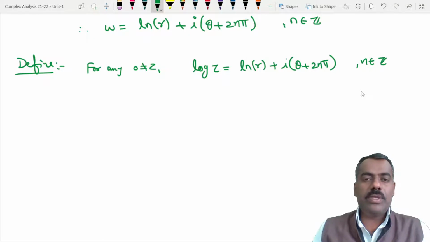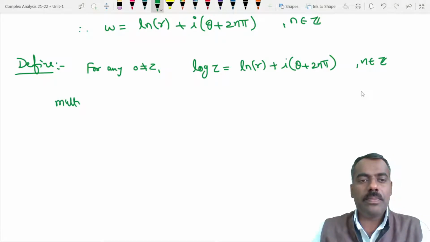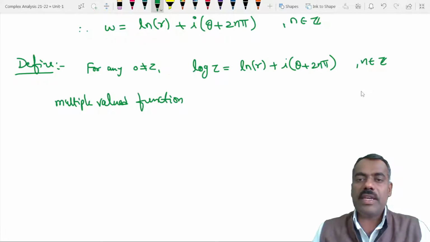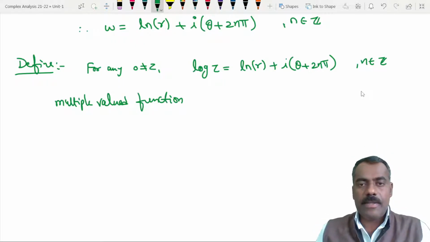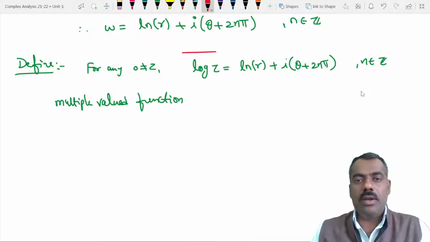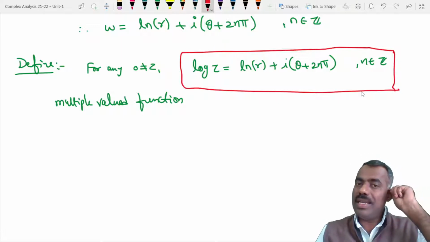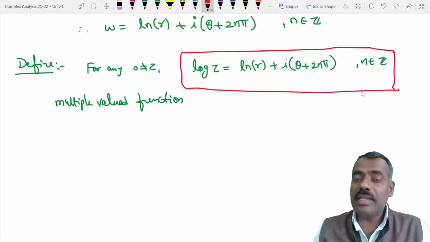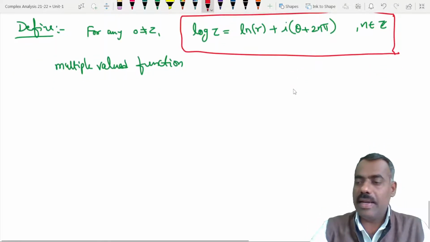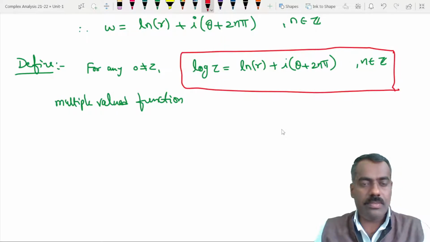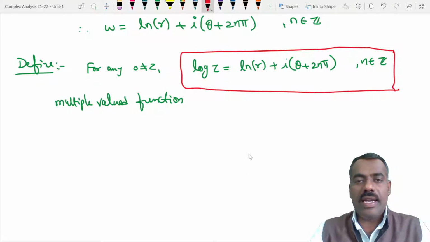Okay, so we can observe that this is a multiple valued function, because for every n you are getting a different value, right? So this is the definition of the logarithm. It is multi-valued. Next class we will discuss branch cuts, and at that time we will come back to this log function again. But in this class we will restrict ourselves to the different elementary functions, and later in the next class we will see what is meant by a branch cut.